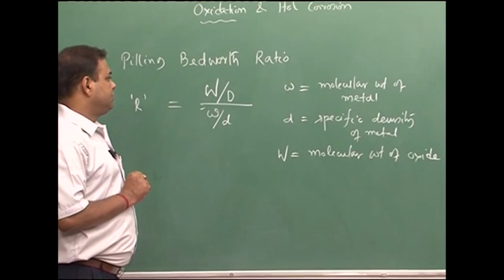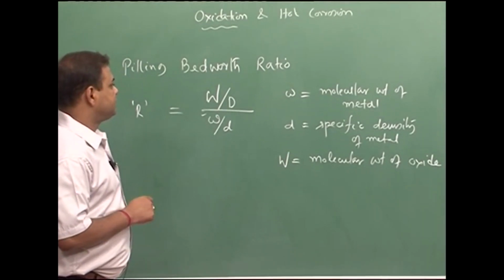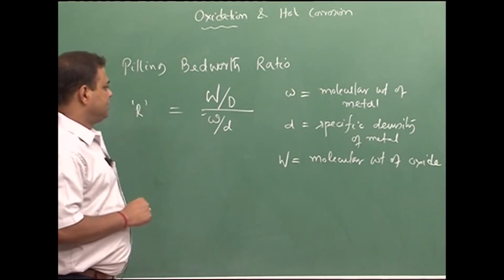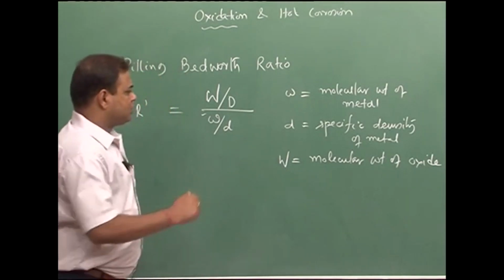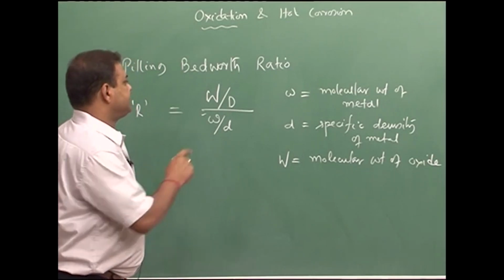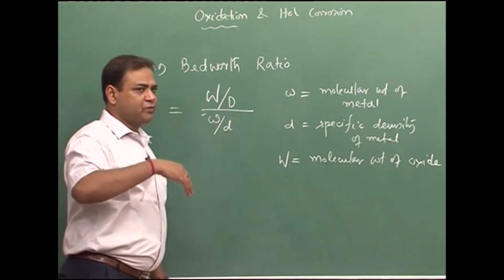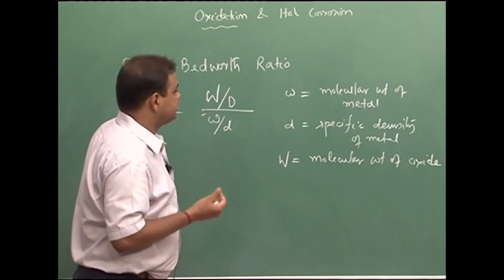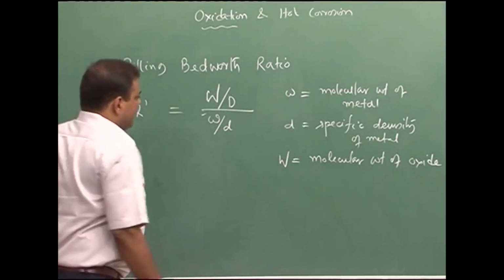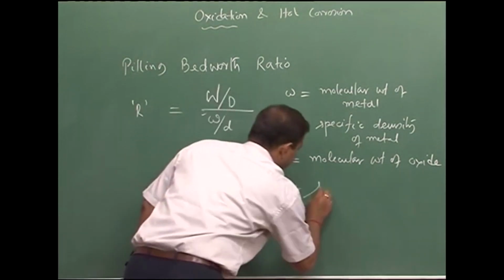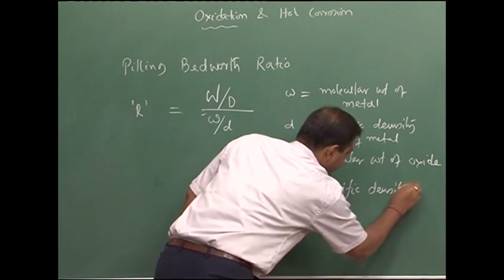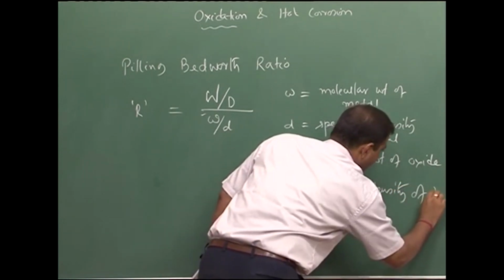Now, depending on the situation, whether 1 mole is giving half a mole of oxide or 1 mole is giving 1 mole of oxide, this molecular weight of oxide is to be divided by a particular factor. Actually, it says that when 1 mole of metal is getting oxidized, what would be the volume of oxide that would be forming? And this capital D is the specific density of oxide.